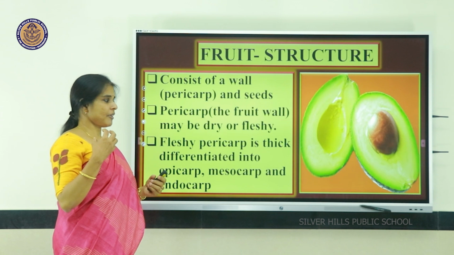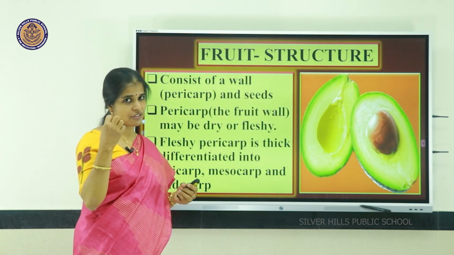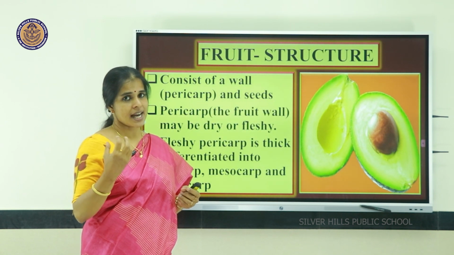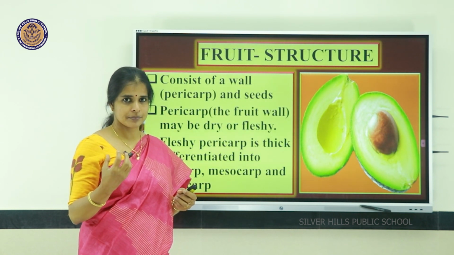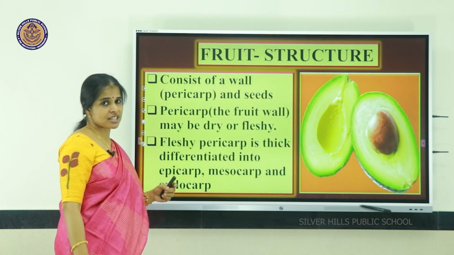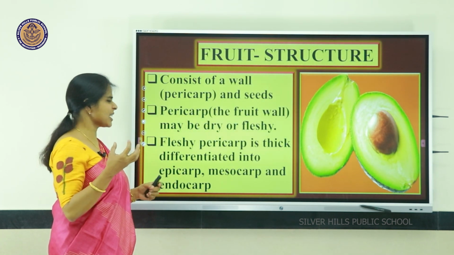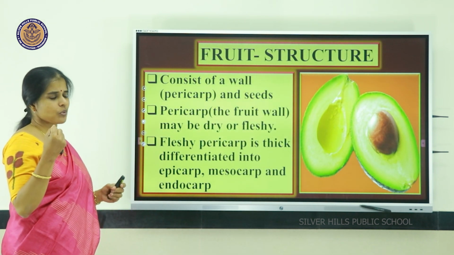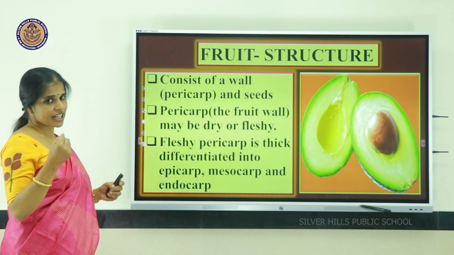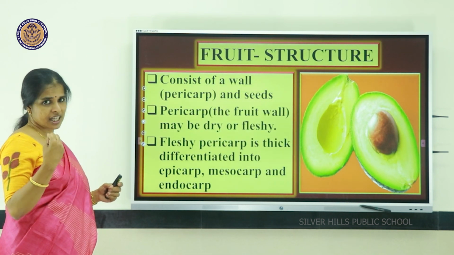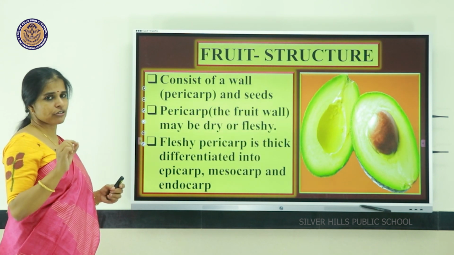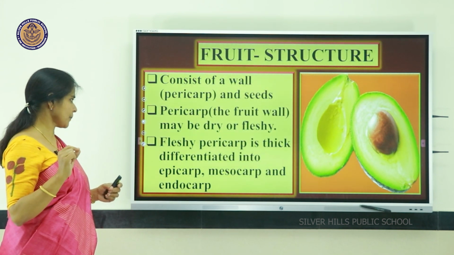When the pericarp is fleshy, it is a very thick, juicy structure. Such fruits we call fleshy fruits. In the same way, sometimes fruits are dry fruits, in which case the pericarp, that is the fruit wall, is very dry. So if a fleshy pericarp is present, it is a fleshy fruit, and if it is dry, it can be called a dry fruit. The majority of fruits contain seeds inside.